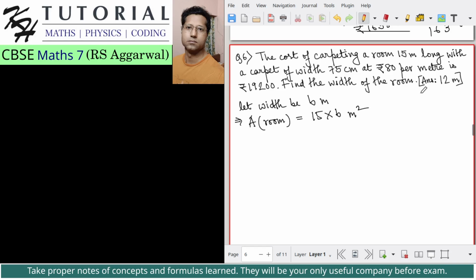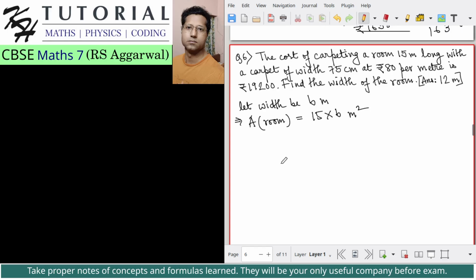Now, the one concept you must understand is that the total costing, that is rupees 19200, is because of the carpet, and we know that the cost of the carpet of length 1 meter and width 75 centimeter is rupees 80. The width of the carpet will always be the same, that is 75 centimeter. That will not change.